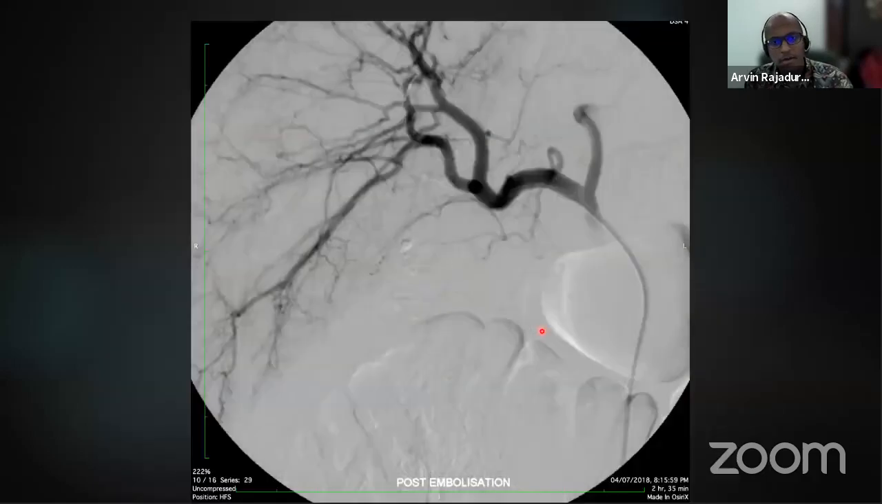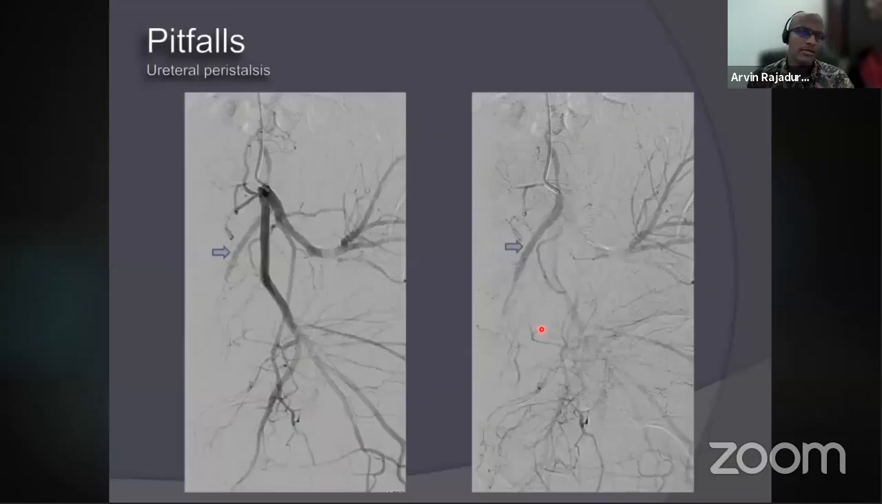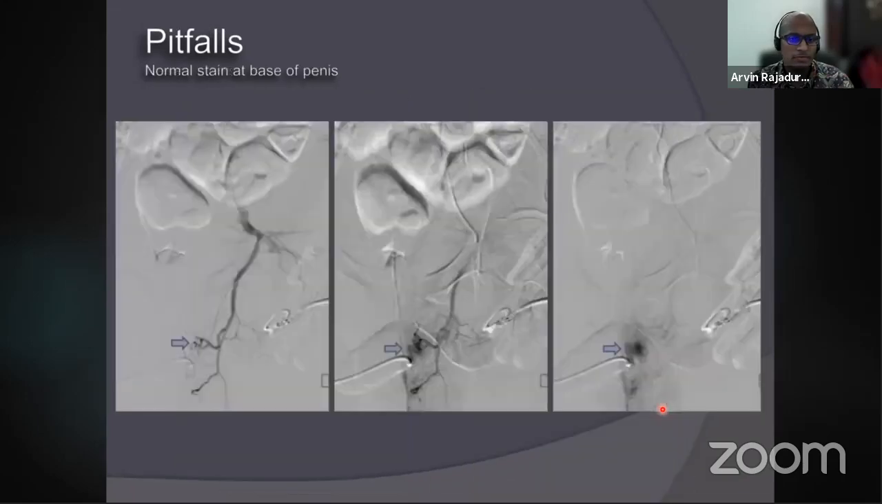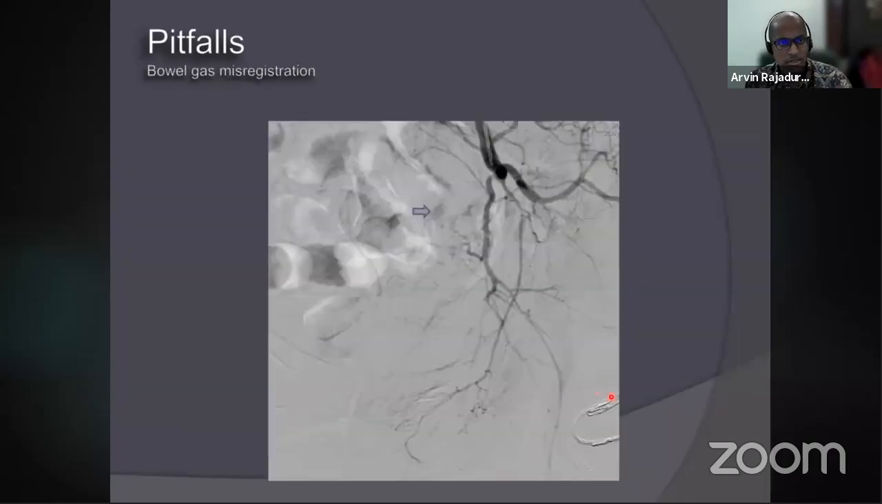All right. So as I mentioned, there are some pitfalls during angiography. You have ureteric peristalsis. We saw that earlier, right? Which can be a pitfall. It can look like there's something going on here, but that's actually for you to pick up as the person doing the procedure. And you can have normal stain at the base of the penis sometimes, which you can think is an abnormality. And I showed you a case where we thought it wasn't. And it didn't look like this at the base of the penis. That was somewhere lower down or in this region.